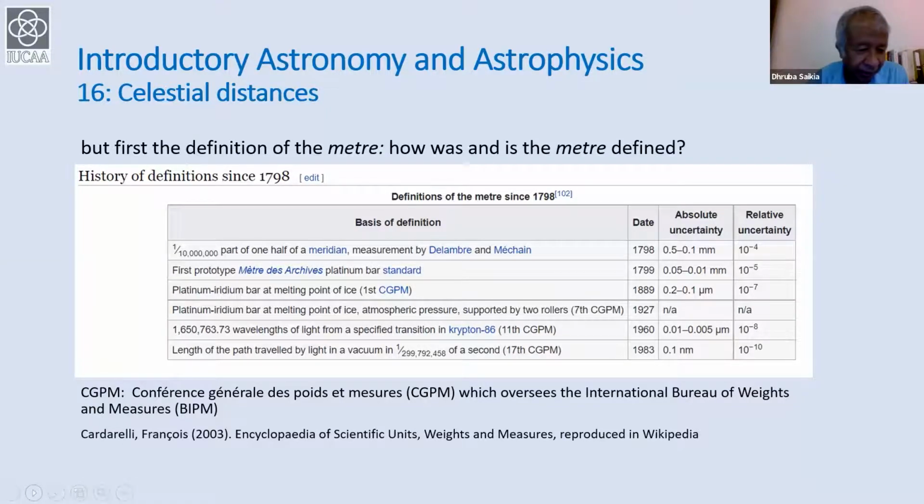Okay, so it's interesting the way the accuracy has evolved in terms of measuring the meter as well. These were the relative uncertainties at different periods, which have been marked over here. This has been reproduced in Wikipedia from a book by Francois Cardarelli, and it's interesting to see how accuracy, even of as basic a measurement as a meter, has evolved in the last couple of 100 years or so.